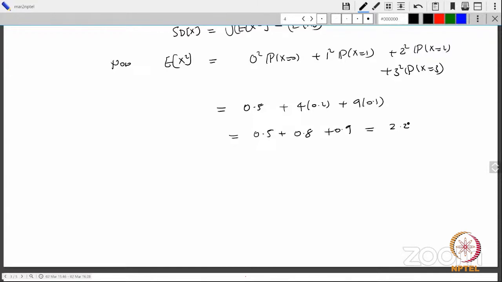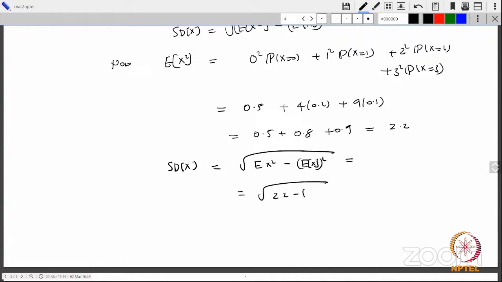Right. So that's the same thing as, the standard deviation of x is just going to be the square root of E of x squared minus E of x, the whole square. And that gives you the square root of 2.2 minus 1.2 the whole square. And if you calculate, it's some number, 0.8 something.